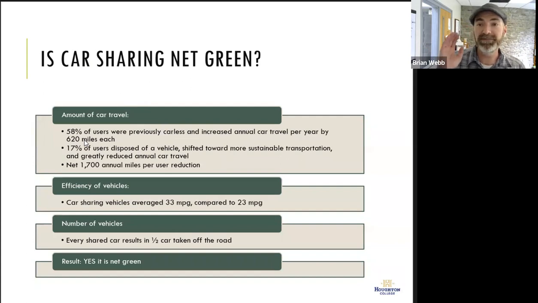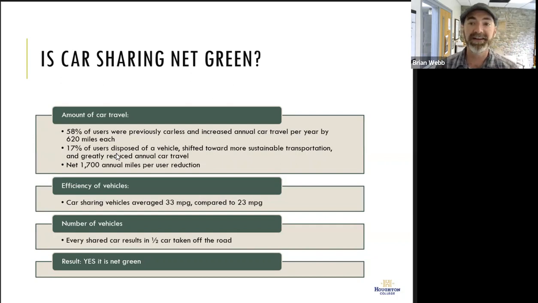That you used to have people who didn't have a car. They never used a car. Now, each of them are driving 620 miles a year because they had access to a car that they didn't. 58% of users, that's the case for. However, 17% of users used to have a vehicle, but shifted toward more sustainable transportation options and greatly reduced the amount of car travel they have. In other words, used to have a car, got rid of it. Now they only use public transportation or the occasional car service here. So they have greatly reduced their amount of miles driven.